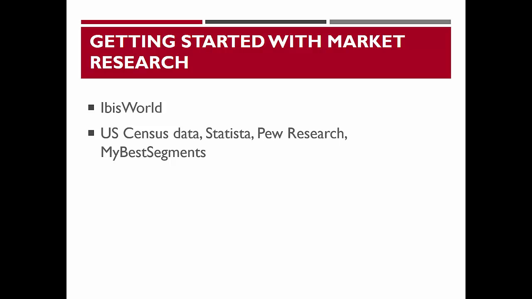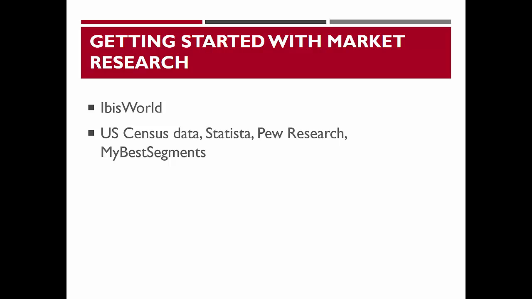I mentioned Statista before. You can download reports and see infographics and other things from Statista that can help you paint a really nice picture of your target market. The Pew Research Center has a lot of information about trends and attitudes that may help you get a better picture of your target market and your customer persona. And then on the course guide, I've included a link to MyBestSegments, which are descriptions of Nielsen segments that can be mapped onto specific zip codes. So you can search for your zip code and then see which are the dominant market segments that live in that specific area.